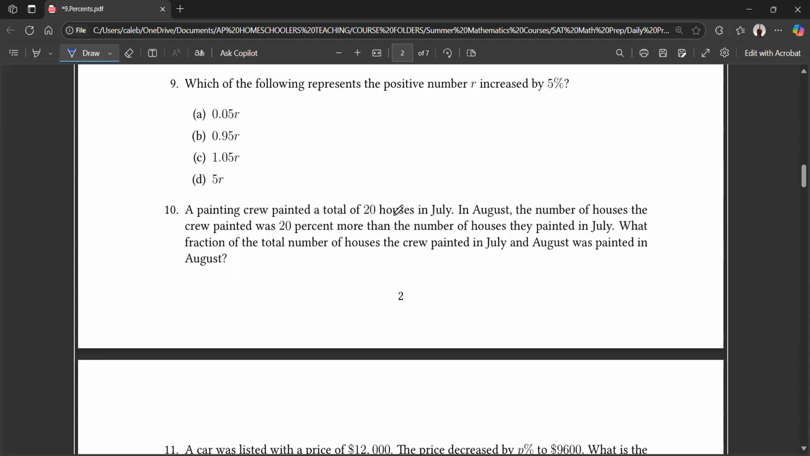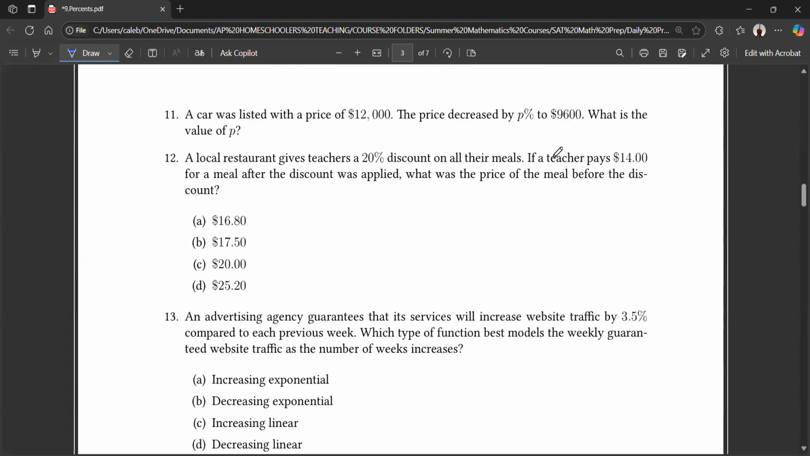Let's see. Again, this is a great example of this increased by. So this is an example of a variable increased by some percent. Okay. So increased by that percent means that I have 1 plus 5%, 0.05, times my R, which is just 1.05 R. Bingo. So we're already done. So once you get used to the language and converting it into these expressions, these are all going to be really, really nice. Let's see.